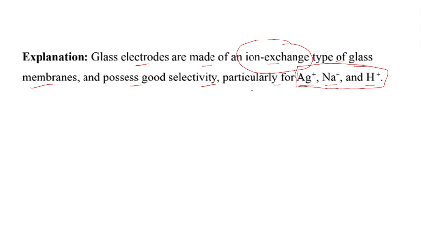But the particular ion selectivity is different. That's why in the glass electrode we can accurately measure only these ions, which are silver, sodium and hydrogen ion.